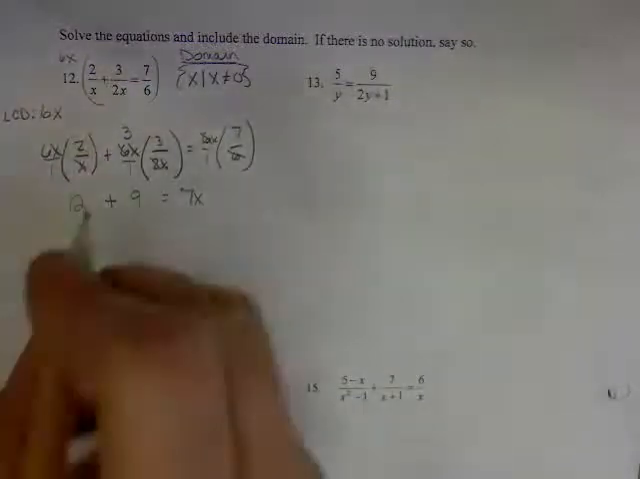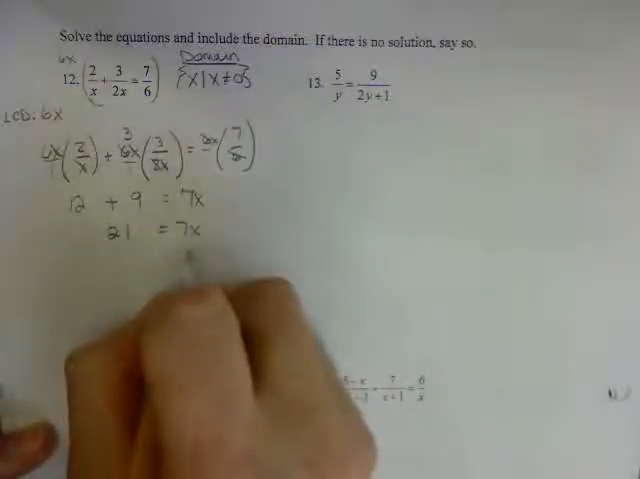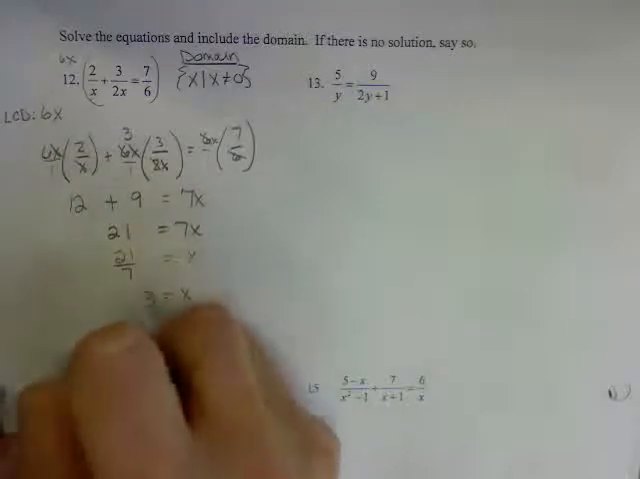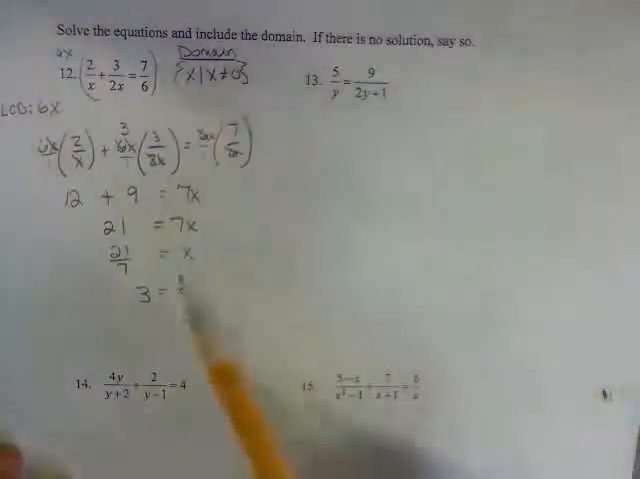So 12 plus 9 is 21, and that's equal to 7x. So x is equal to 21/7, which is just 3. Now we have to go back and make sure this is in our domain. Since it's not 0, this is a solution to our problem.